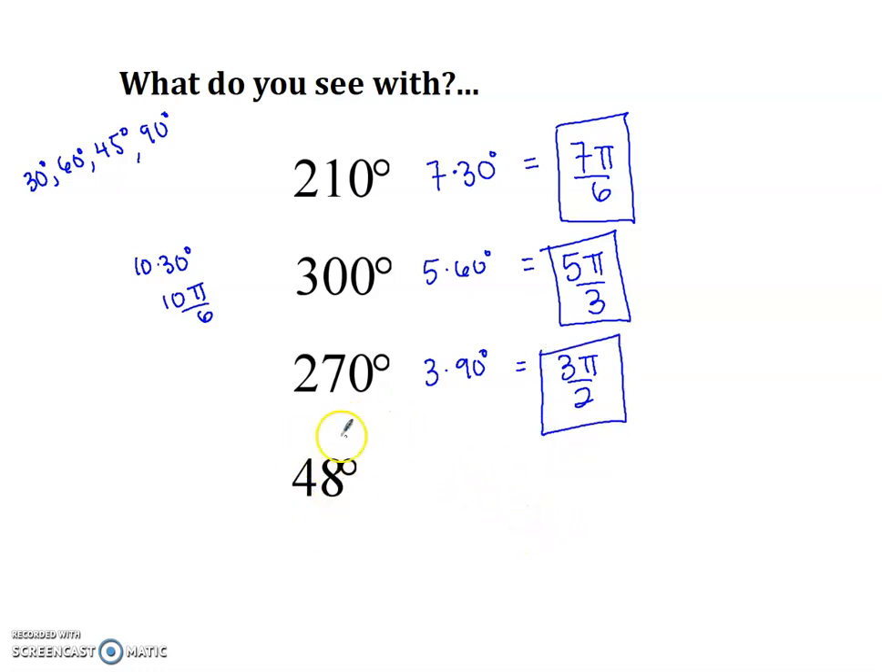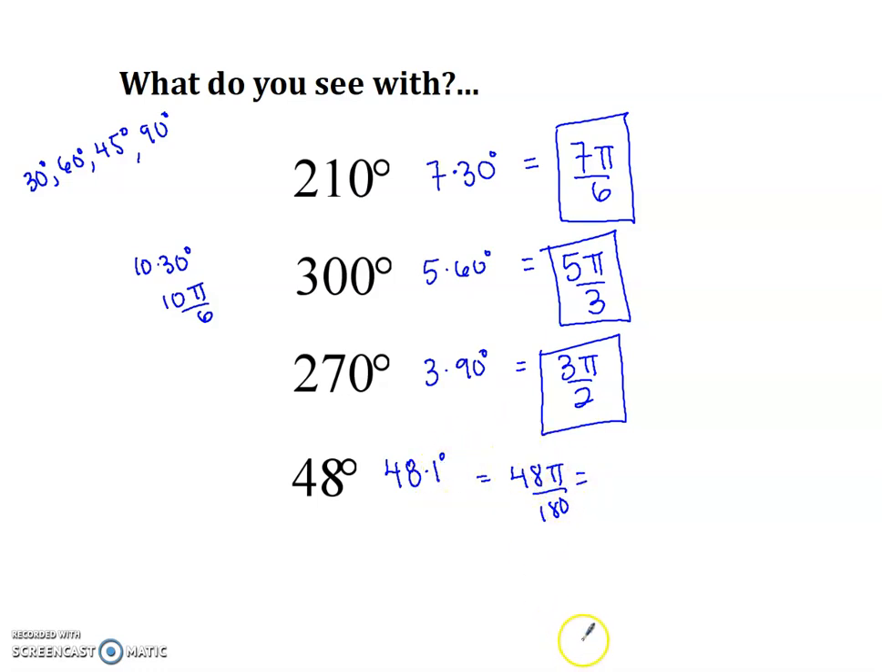Okay. Now this one right here, 48 degrees. I mean, that's 6 times 8, 4 times 12, but I don't really know what those are in terms of pi over something. So when I get a weird number that doesn't easily break down into something that I know, like the 30, 60, 90, or 45, that's when I use that 1 degree. So this is 48 1-degree angles. Remember, 1 degree, that was pi over 180, because this is 180 divided by 180, which is 1.